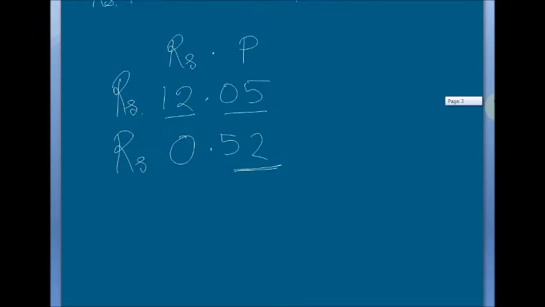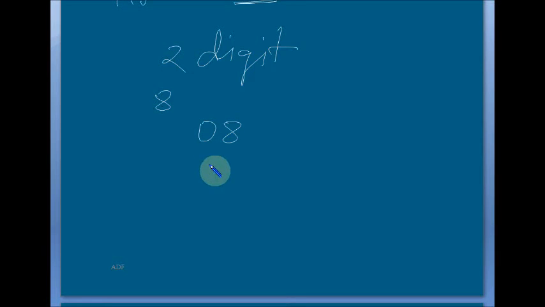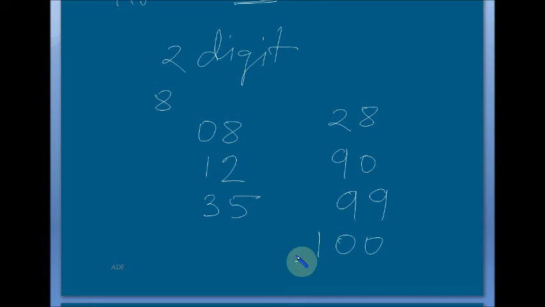One important thing at the last I am going to tell you is that I will always write paise in 2 digits, right? If I want to write 8 paise, then I will write 08. If I write 12 paise, then like this, 35 paise like this, 28 paise like this, 90 paise like this, and 99 paise like this. After 99 it becomes 100 paise, and this 100 paise is equal to rupees 1.